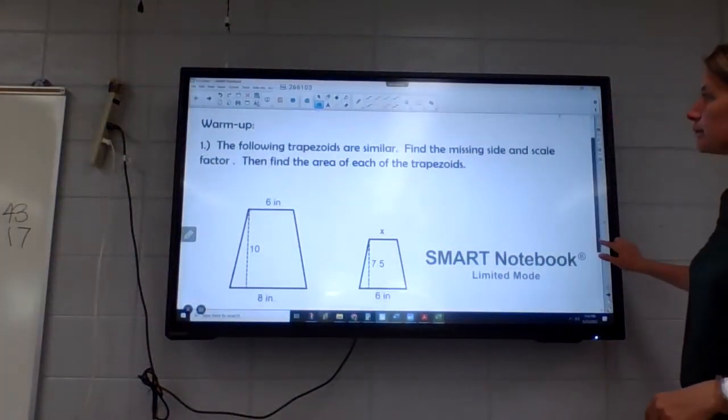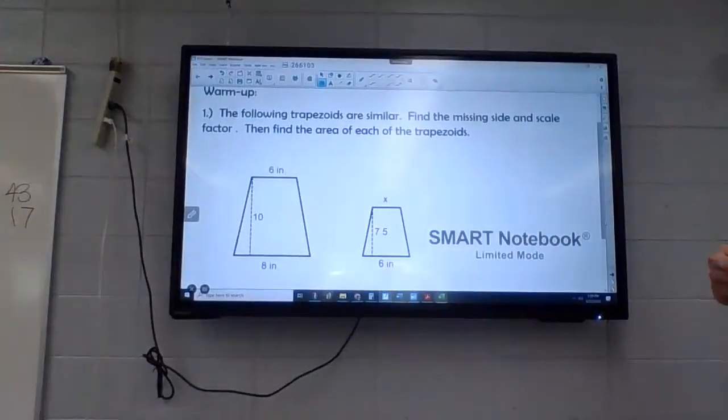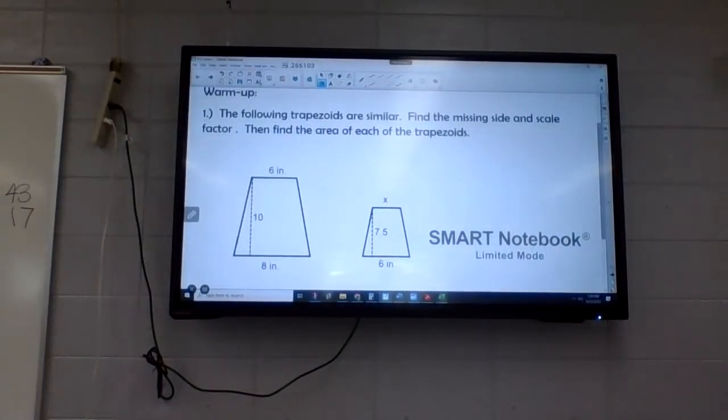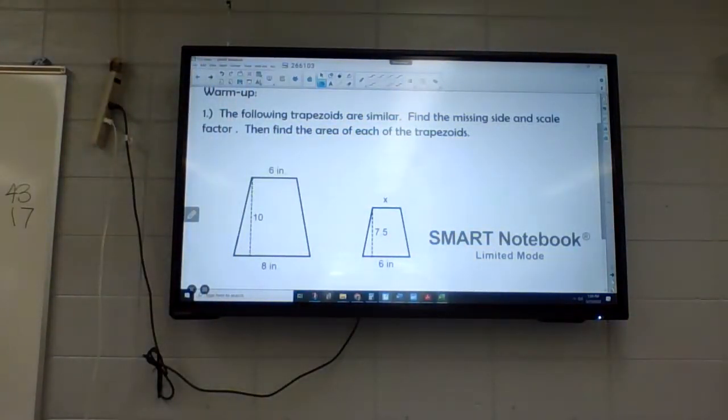Okay. So it says the following trapezoids are similar. Find the missing side and scale factor. So this is a review idea, which isn't the worst thing for us to be talking about. We did go back in sections a little bit, and I decided to do this section because it brings up scale factor and similar figures. We haven't done these for a long time, but they're going to be in our exam.